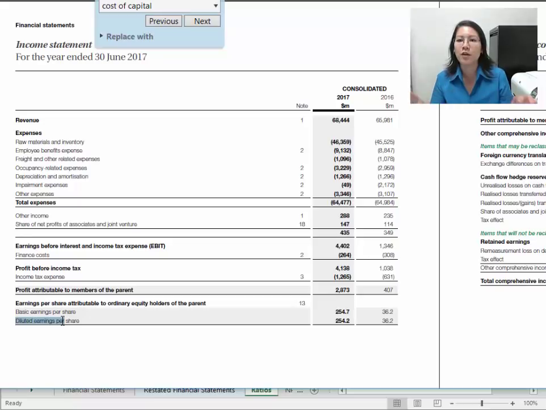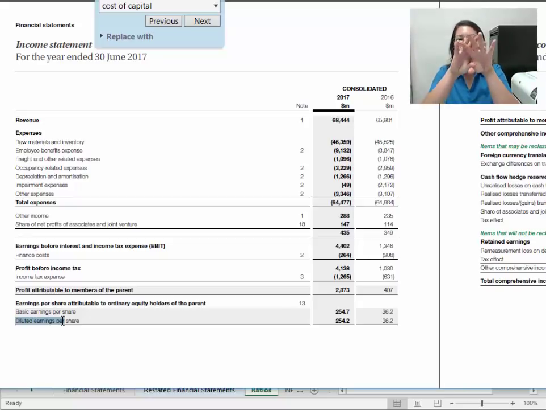So what if everybody exercised their rights and their bonus share issues and all the other options on current shares? If all of those options and rights and warrants were exercised, how many shares could there be on issue? And usually that will be a much larger number. So it dilutes the profit. It dilutes that earnings per share. That's why they call it a diluted earnings per share.